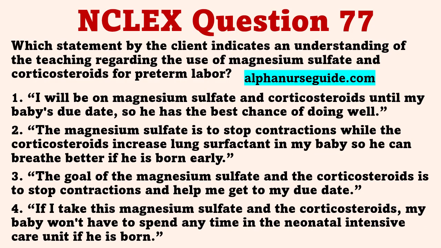Which statement by the client indicates an understanding of the teaching regarding the use of magnesium sulfate and corticosteroids for preterm labor? 1. I will be on magnesium sulfate and corticosteroids until my baby's due date, so he has the best chance of doing well. 2. The magnesium sulfate is to stop contractions while the corticosteroids increase lung surfactant in my baby, so he can breathe better if he is born early. 3. The goal of the magnesium sulfate and the corticosteroids is to stop contractions and help me get to my due date. 4. If I take this magnesium sulfate and the corticosteroids, my baby won't have to spend any time in the neonatal intensive care unit if he is born.